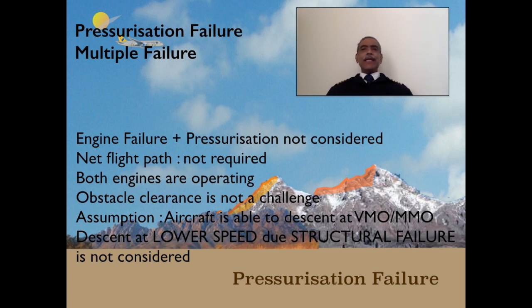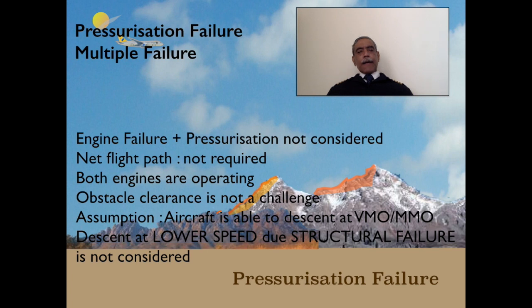Let us understand, in case of a pressurization failure, both the engines are available. So the net flight path, maintaining a safe altitude, and gaining height in case of a requirement, etc., are not very critical as in case of a one engine failure scenario. So there is no concept of a net flight path, which is not required since both engines are operating. And of course, as I told you, obstacle clearance is not a big challenge.